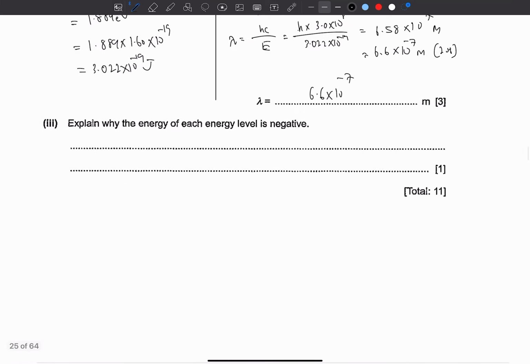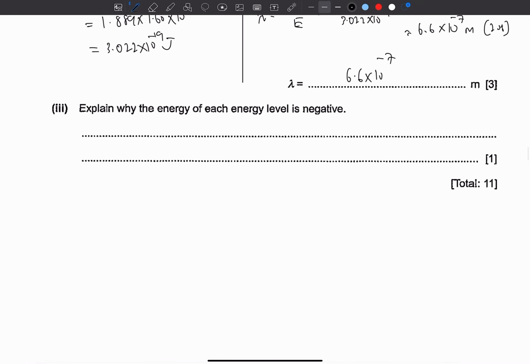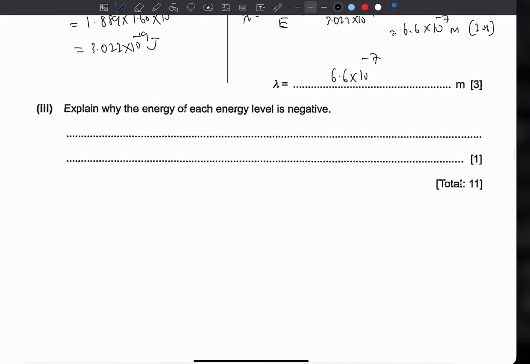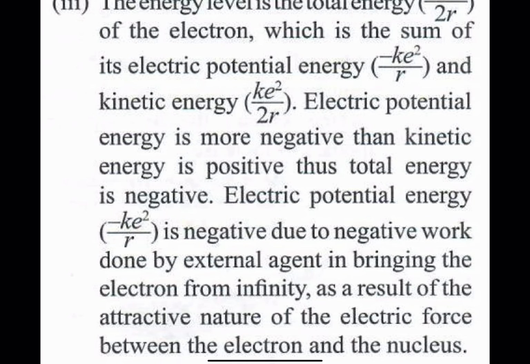Alright. Next question, explain why the energy of each energy level is negative. Simply put, it's a 1 mark question. I won't waste my time trying to fight for this 1 mark. So here's the answer.